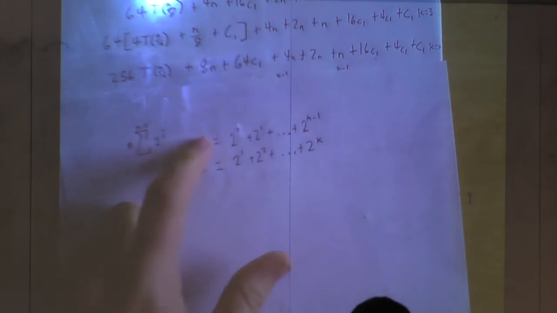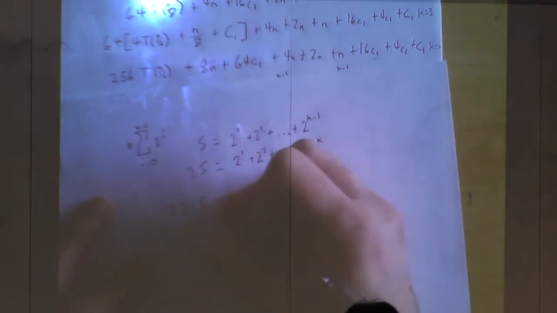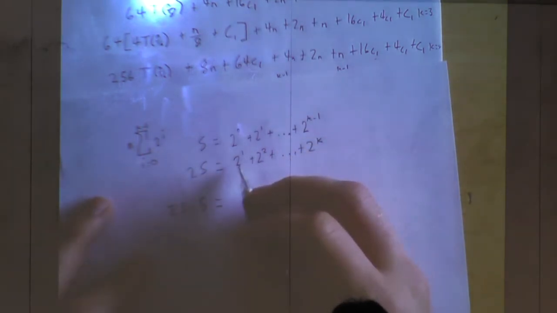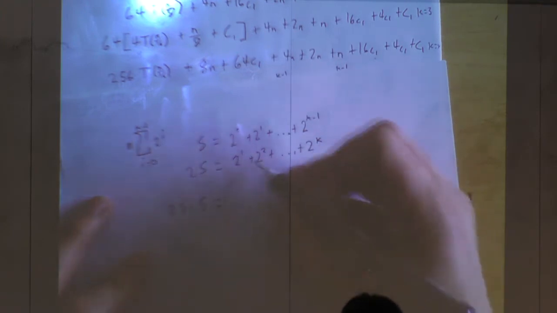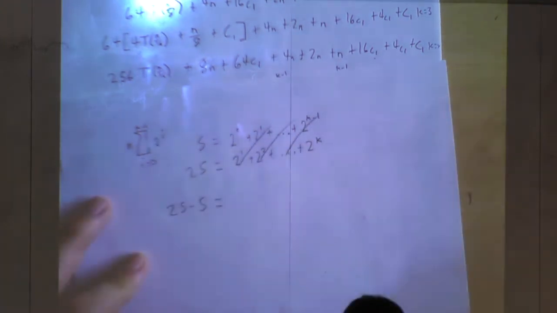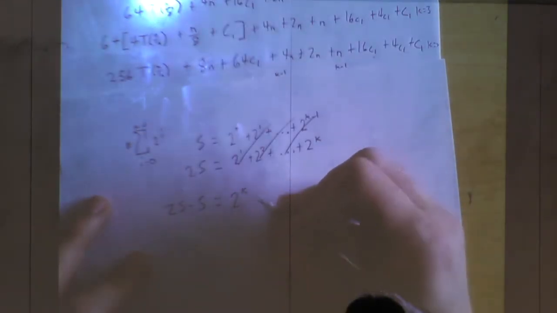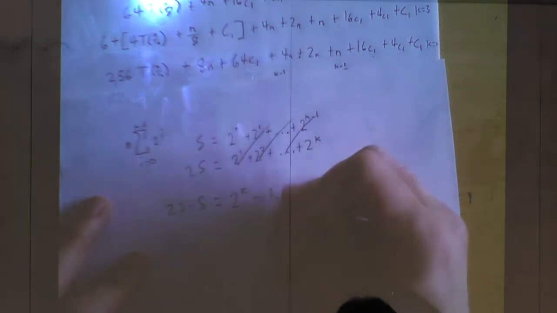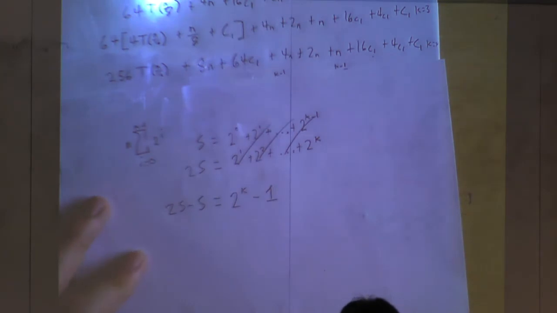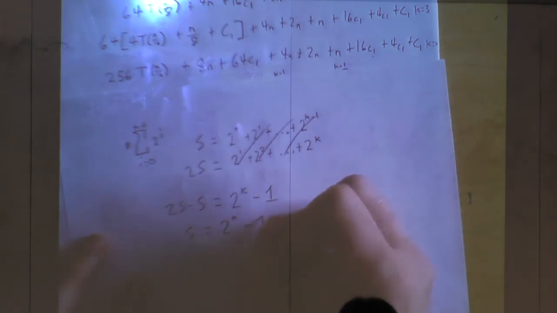Now if we take 2s and subtract s, we're going to get 2s minus s, and essentially it should be 2 to the k, right? That'll be the only thing left over here. If we cross these out, and then cross this out like that, we'll have 2 to the k over here minus 2 to the 0, which is just 1. So we'll have 2 to the k minus 1. Then 2s minus s is just going to be s, obviously. So we'll have s is equal to 2 to the k minus 1.